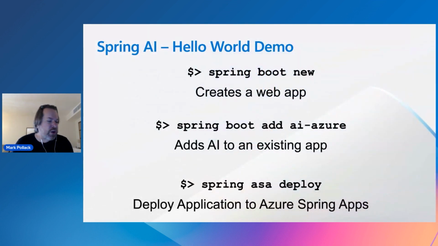So this is what we'll show in the demo. We'll create a new app from scratch using the Spring CLI, typing Spring Boot new. We'll add to that existing app AI functionality for Azure. And then last, we'll deploy the app to Azure using the simple Spring ASA deploy command.